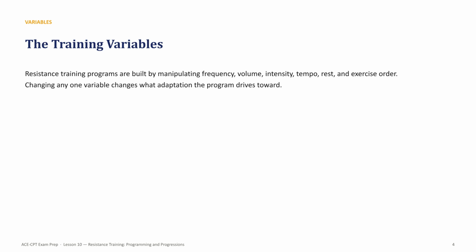Let's break down what we mean by training variables. Resistance training programs are built by manipulating 6 things: frequency, volume, intensity, tempo, rest, and exercise order. Frequency is how often a client trains. Volume is how much work gets done, sets times reps, essentially. Intensity is how heavy the load is relative to what they can lift. Tempo is the speed of each rep. Rest is the recovery time between sets. And exercise order is the sequence those exercises happen in.